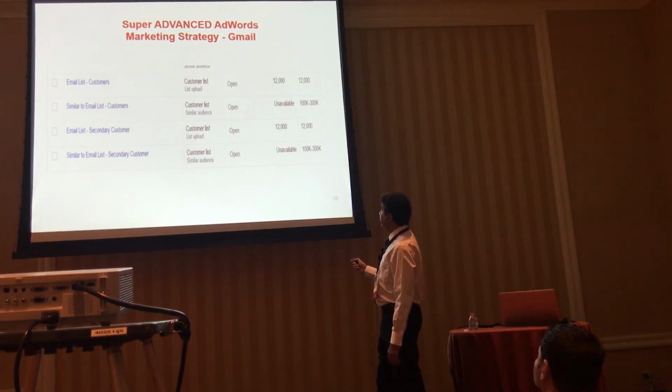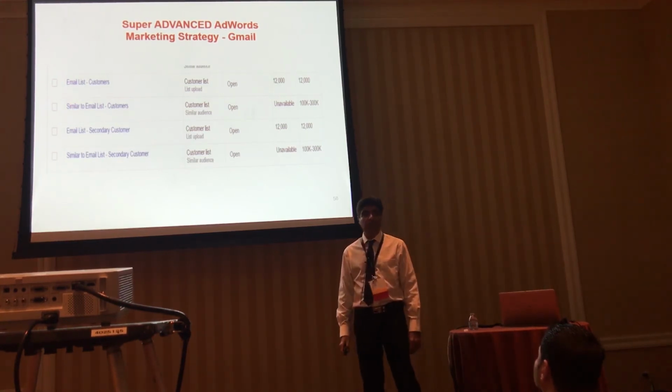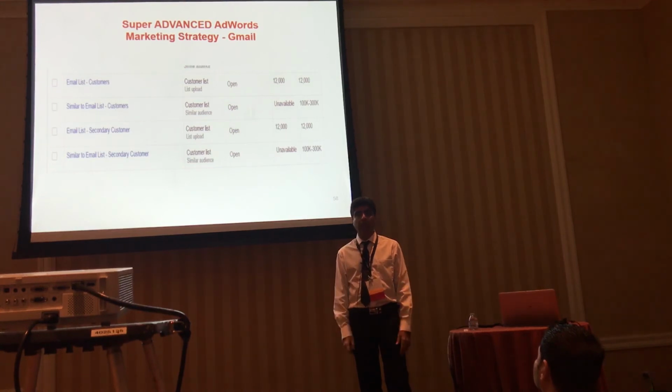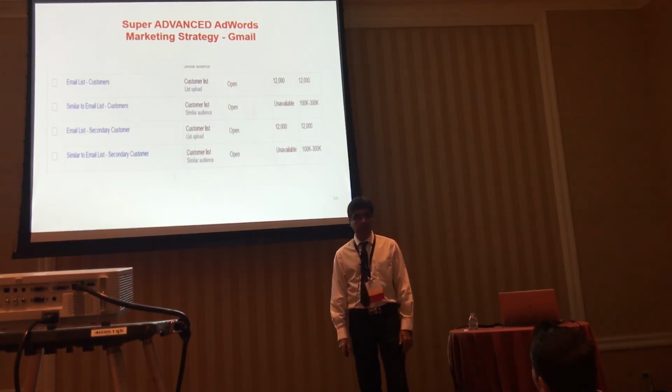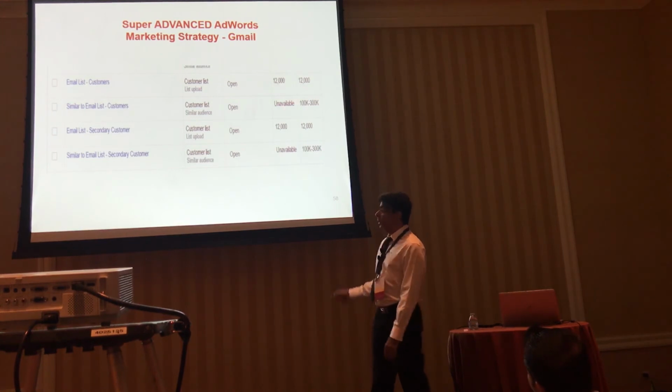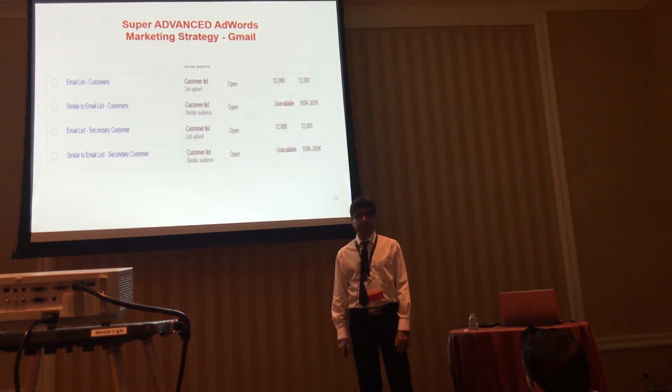Again, we uploaded 12,000 emails. Google comes and says, hey, Sonny, why don't we give you a list similar to your 12,000, another 100,000 to 300,000? Would you like to market to them? Absolutely. That's like giving customers on a plate. Here, have more. You got 12,000, take another 100,000. Market to them for 50 cents a click.